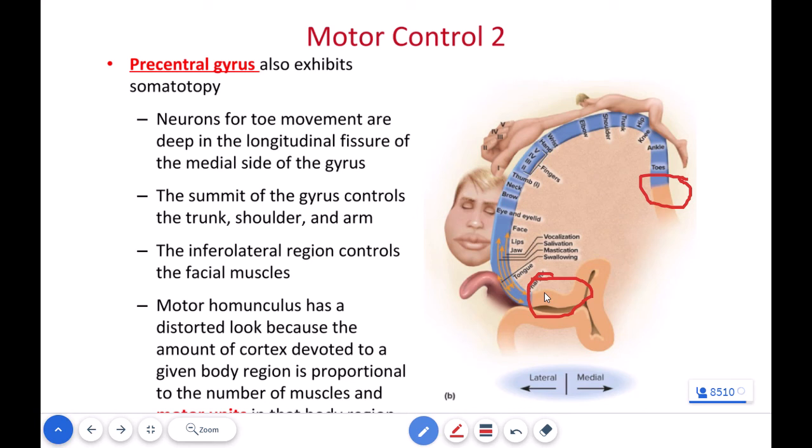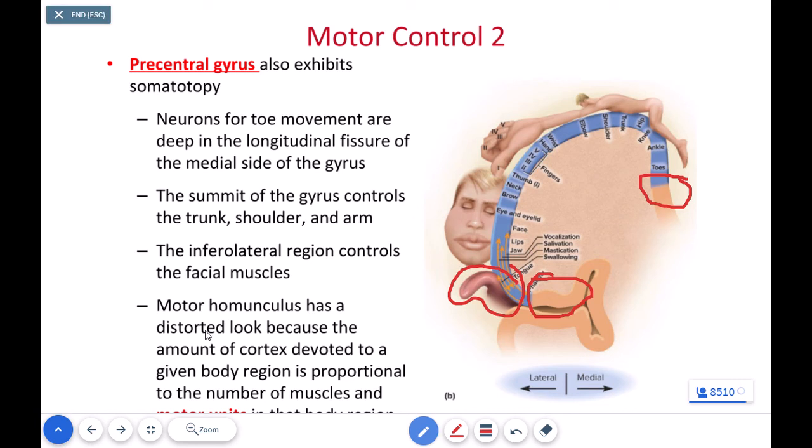The parts of our body that have small motor units, or motor neurons that control a small number of skeletal muscle fibers, are going to have a disproportionately large amount of real estate on this gyrus dedicated to them. So when we think of the tongue, movement of our tongue is the most highly regulated part of our body. This is the part of our body that has the smallest motor units and will have, per surface area, the highest density of motor units.